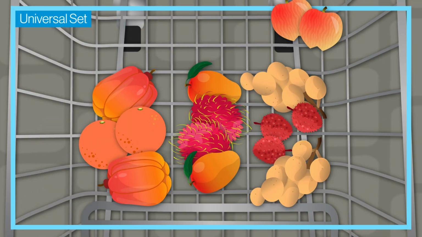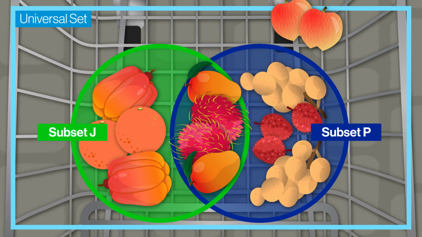Now that they've gotten their cart organized again, we can make a Venn diagram instead, which is a visualization that shows the relationship between sets. Mangoes and rambutan are cultivated in both Jamaica and the Philippines, so those two pieces of fruit live in what we call the intersection of J and P, which is the set of elements two sets have in common. Finding an intersection is another set operation.